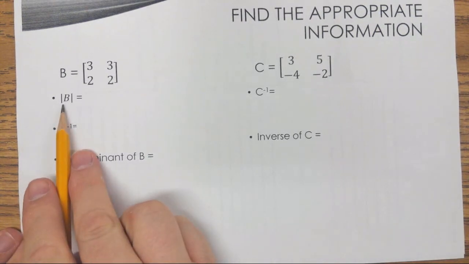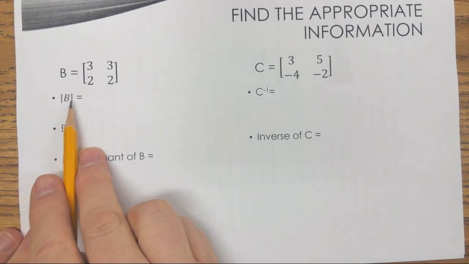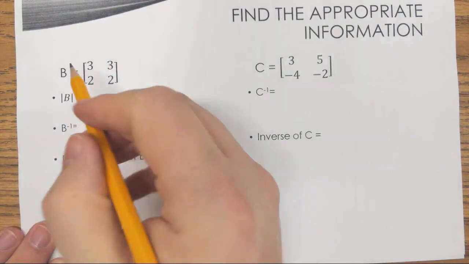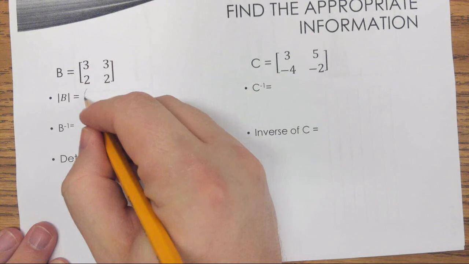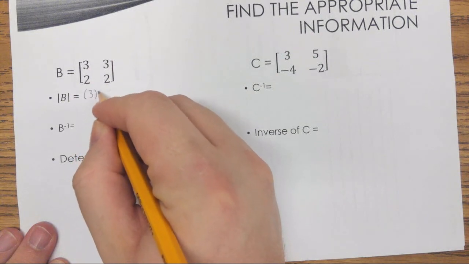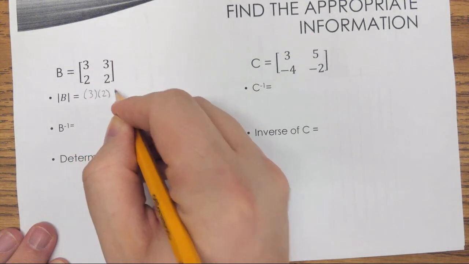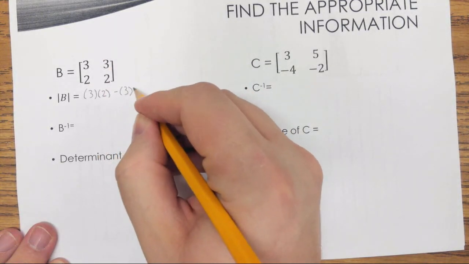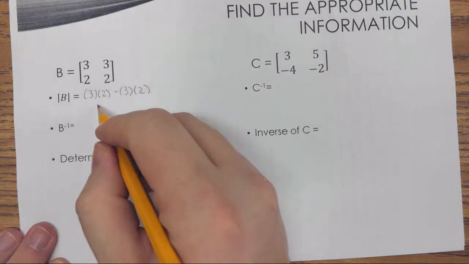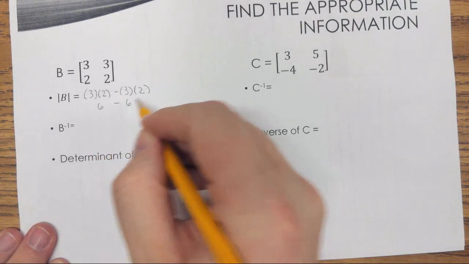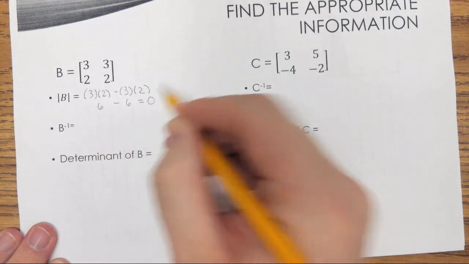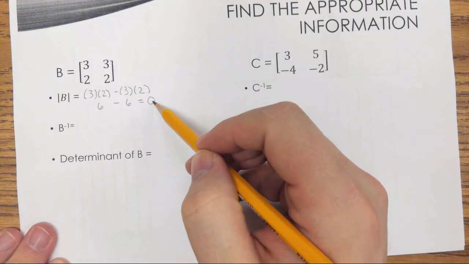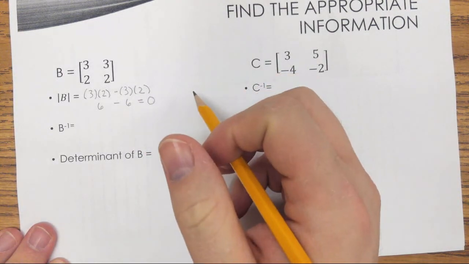Alright, what are we looking for here? That's right, we're looking for the determinant. So the determinant here is 3 times 2 minus 3 times 2. Well, that's 6 minus 6. That's equal to 0. Whoa, what? 6 minus 6 is 0. Determinant is 0. We've not had one like that.